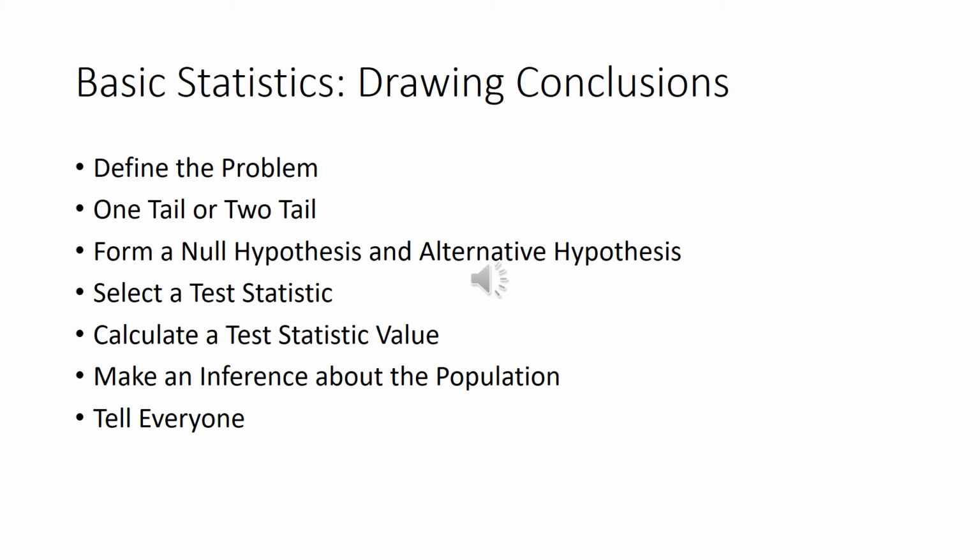And then we're going to do a test statistic. We're going to pick out the right one. We'll do the math here in a few minutes. Calculate the p-value, the test statistic value, make an inference about the population, and then brag about it.